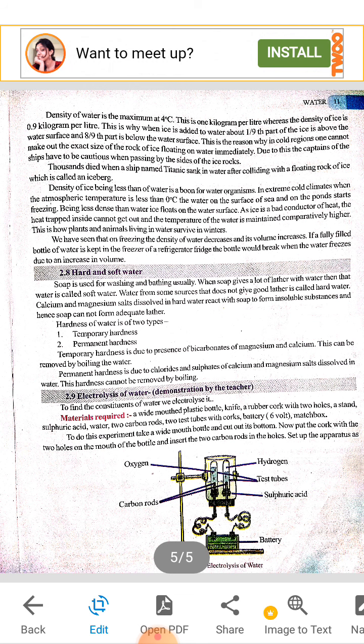So you all have heard about the Titanic, why it sank and how it collided with the floating ice, which is called an iceberg, and it sank. The density of ice being less than that of water is a boon for water organisms. So students, all these are the creations of nature.